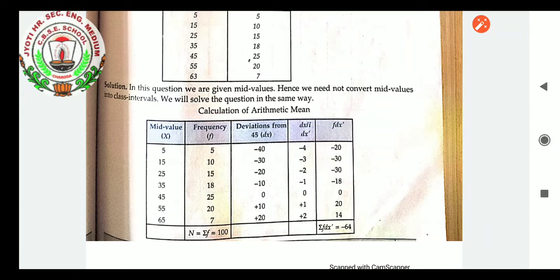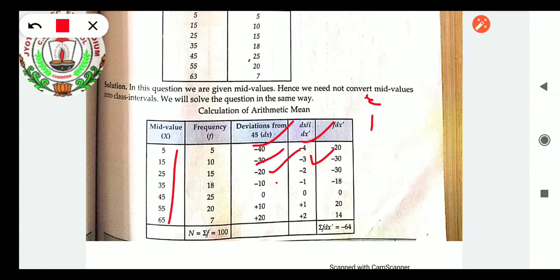Deviation from 45, dx: when we take 5 minus 45, we get minus 40. 15 minus 45, we get minus 30. 25 minus 45, minus 20. Likewise we get dx dash. How much is the difference between these classes? That is 10, so that is I. This way we did it in the discrete series as well. So dividing by I, 10: minus 40 divided by 10, we got minus 4. Minus 30 divided by 10, minus 3. Minus 20 divided by 10, minus 2. Minus 10 divided by 10, minus 1.